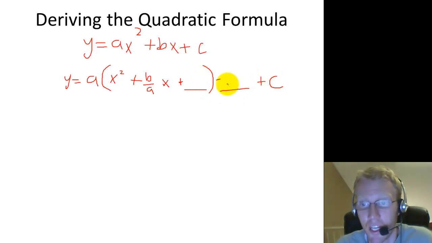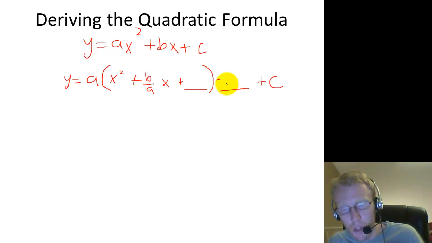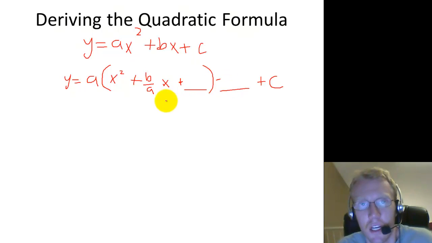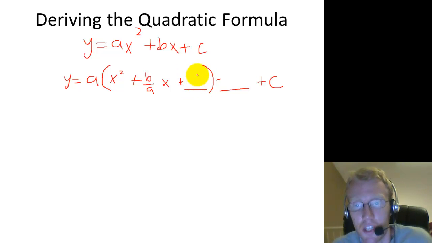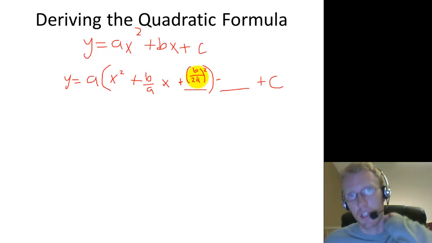We've put in the plus blank and the minus blank because we have to figure out the perfect thing to complete the square. We learned that the thing you add to complete the square is half the middle number squared. So b over a was the middle number, half of that is b divided by 2a, and then we have to square that. So half the middle number squared goes here.